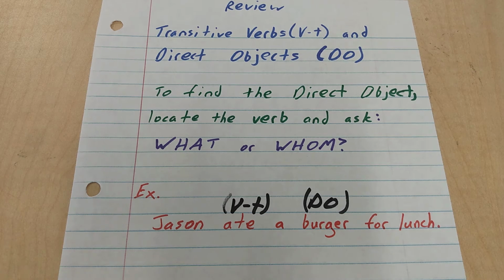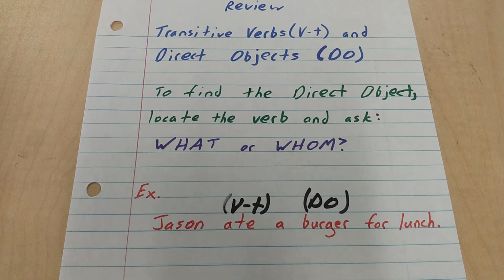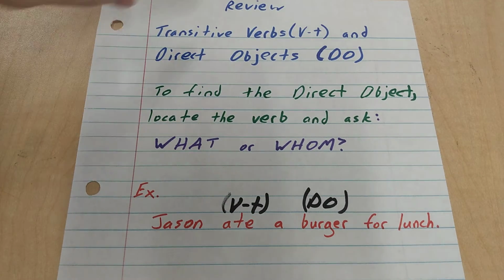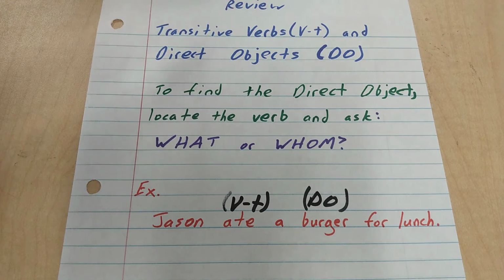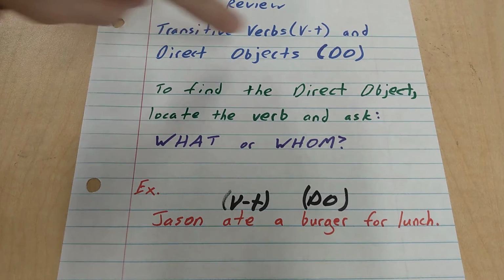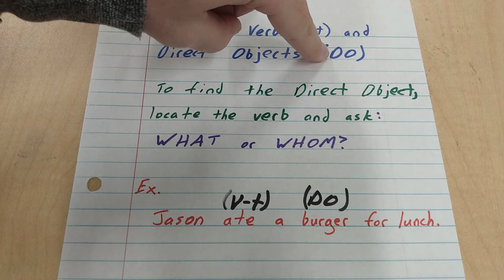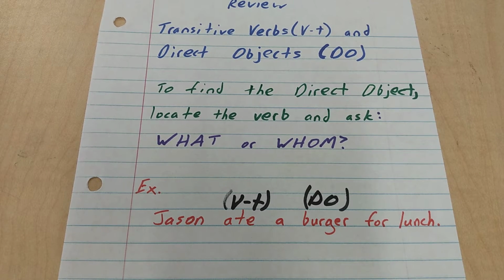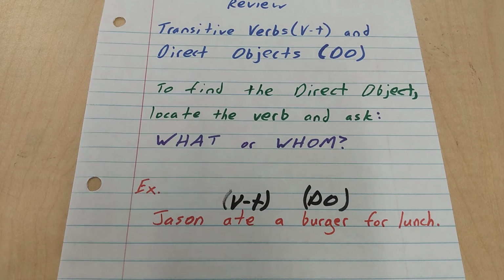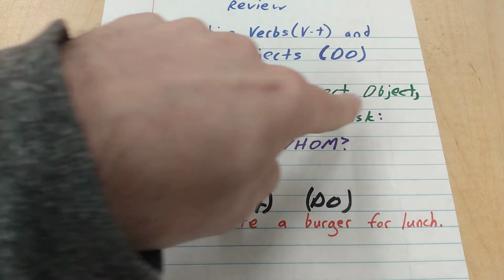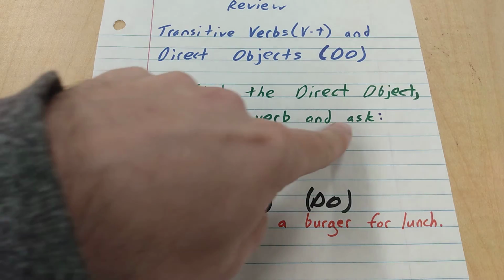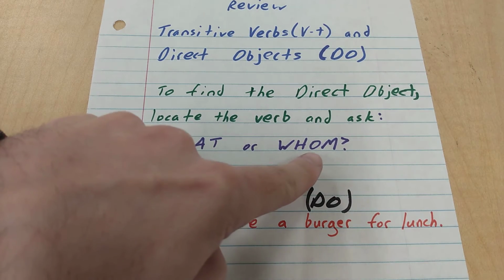Just as a review, we've talked about this before, but in sentences you have things called transitive verbs, which are labeled by a capital V and T, and direct objects, which are labeled as DO. Whenever you have a sentence, you'll have a verb, and you'll most likely have to ask yourself whom or what, and that should give you the direct object. So to find the direct object, locate the verb, and ask yourself what or whom.